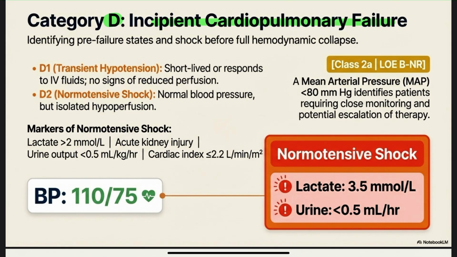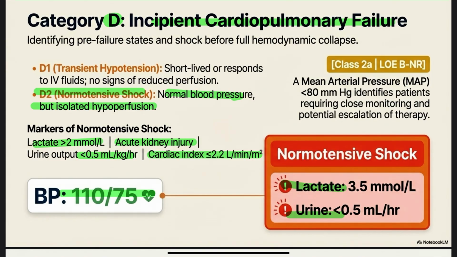As I told, T1 is transient hypotension, short-lived and responds to IV fluid. That means that there are no signs of reduced perfusion. They are not in shock. But normotensive shock is normal BP but with isolated hypoperfusion, that is, there is shock but normal BP. So what is normotensive shock? BP is maintained but lactate is more than 2 millimoles per liter, acute kidney injury, that is urine output less than 0.5 ml per kg per hour, with cardiac index of less than 2.2 liters per minute per meter square. So normotensive shock is BP is normal but elevated lactate with a reduced urine output.